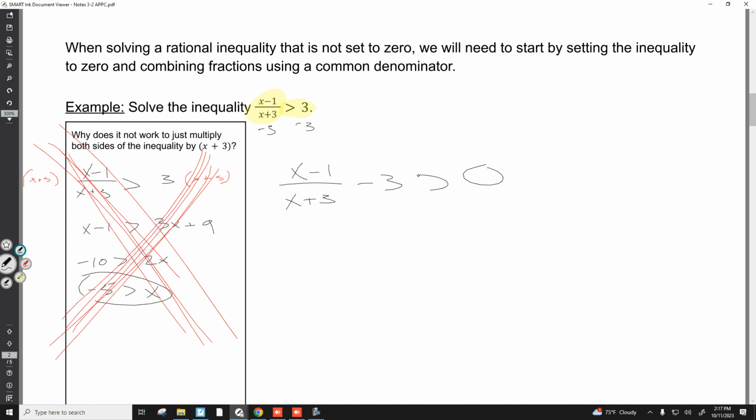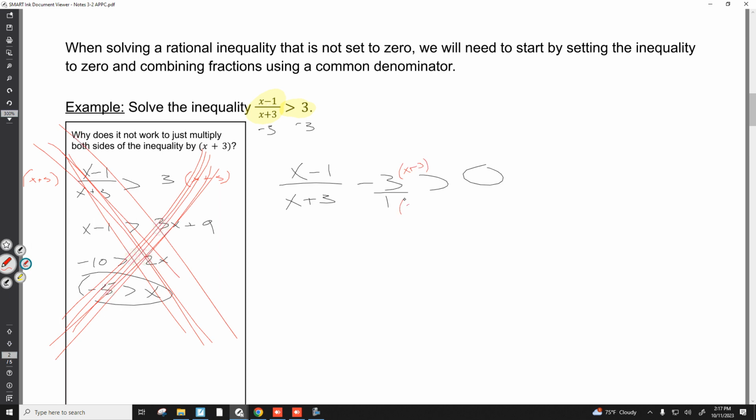This is very similar to the quiz question we had where we have like 2 expressions. We want to find the zeros. Well, now we have 2 expressions and an inequality. What we want to do here, tell your neighbors, what do you want to do here? Common denominator is the key.